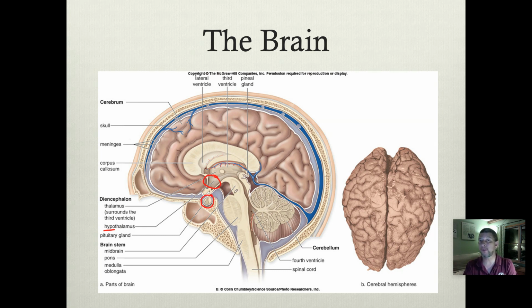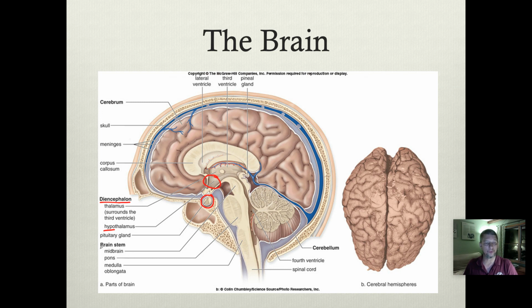Now, this isn't actually part of the brain. Remember, it's an endocrine gland, and so it's responsible for releasing a number of different hormones that control all of the other endocrine glands. It is in direct contact with the hypothalamus, and so there are signals constantly going back and forth between the hypothalamus and the pituitary. The nervous system and the endocrine system are actually working together. Okay, so that's the diencephalon.